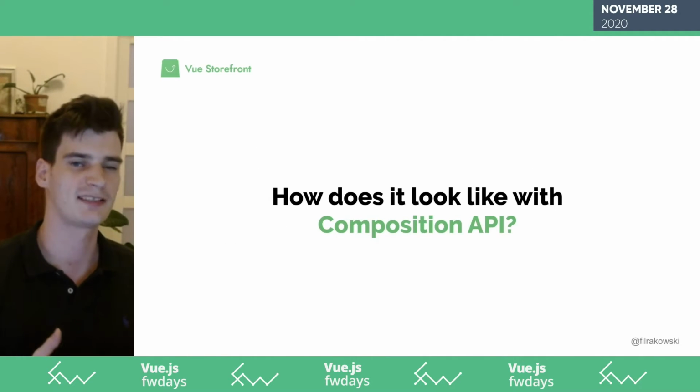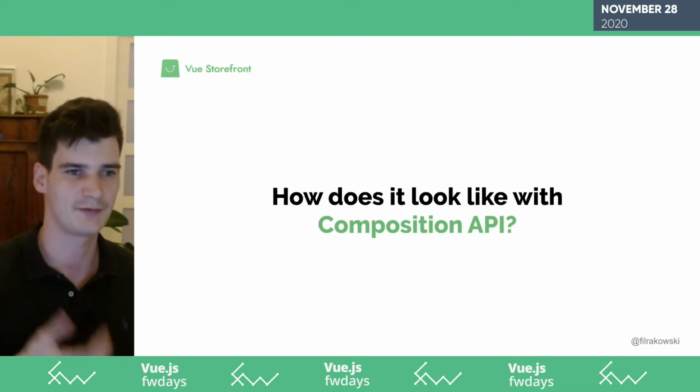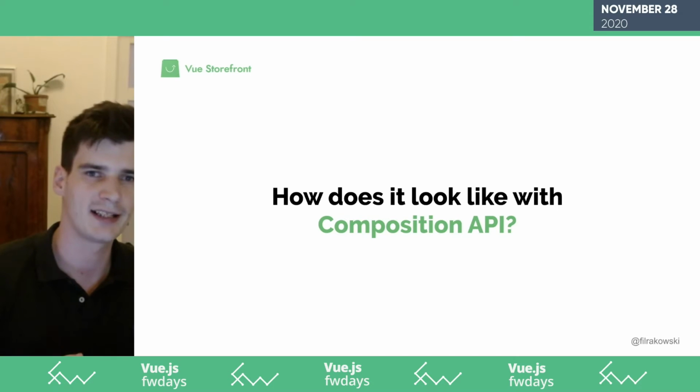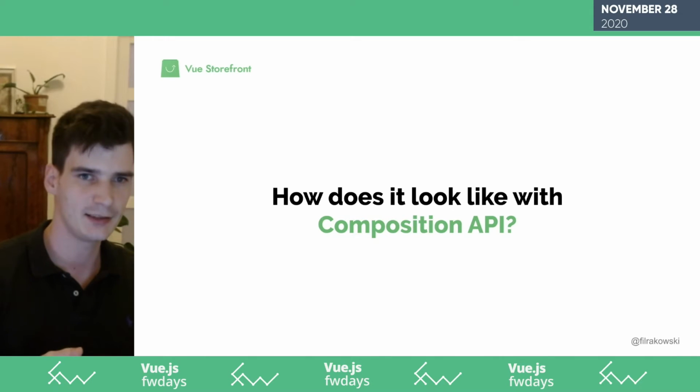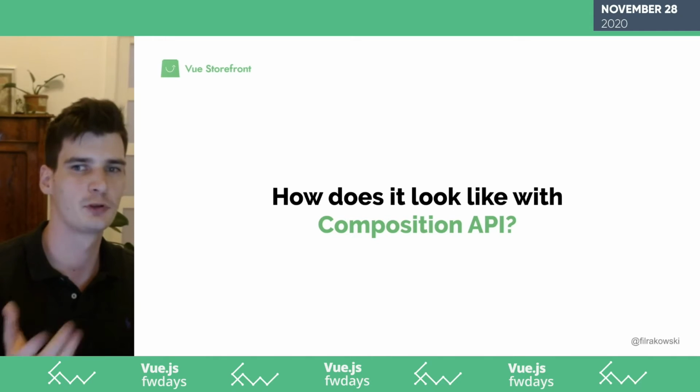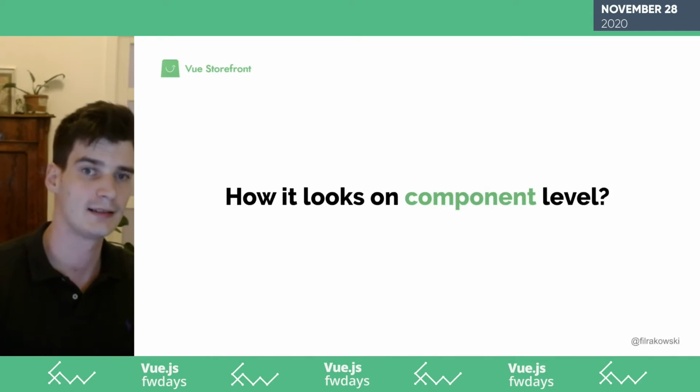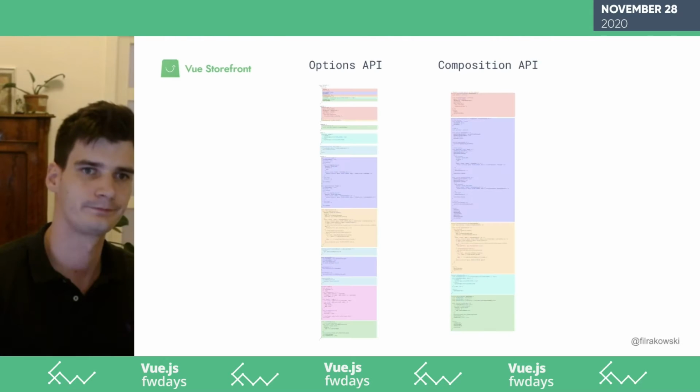Okay, so it's already the middle of the talk and I've barely scratched the surface of my topic, so let's fix that. Now that we have a good overview of the DDD approach in Vue 2, let's see if Composition API brings any improvements in this area. Let's start with the component level.